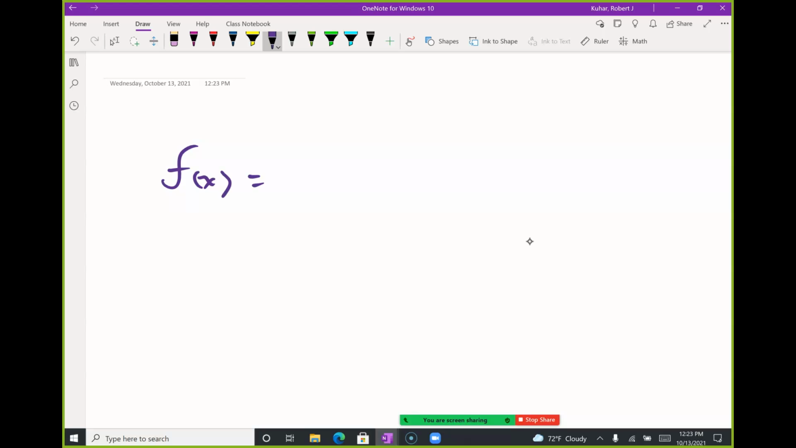So f of x, remember, do everything the way I'm doing it. That's what I want you to do. So I have a function 8x to the fourth minus 2x squared plus 7x minus 1, right? And so what am I going to ask you to do? I'm going to ask you to factor this and find the zeros.